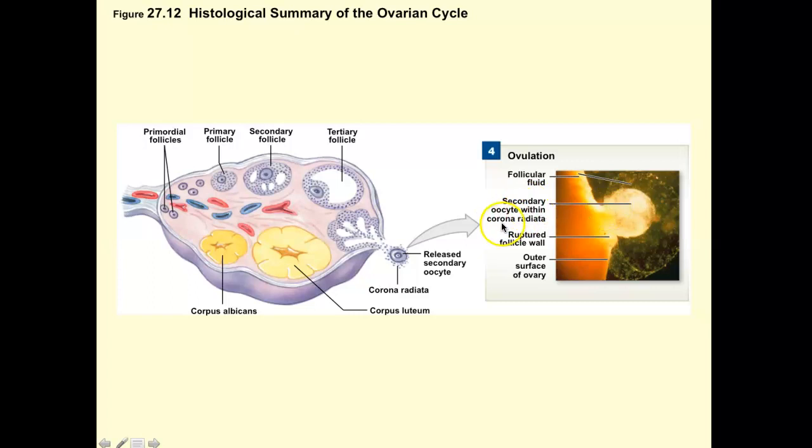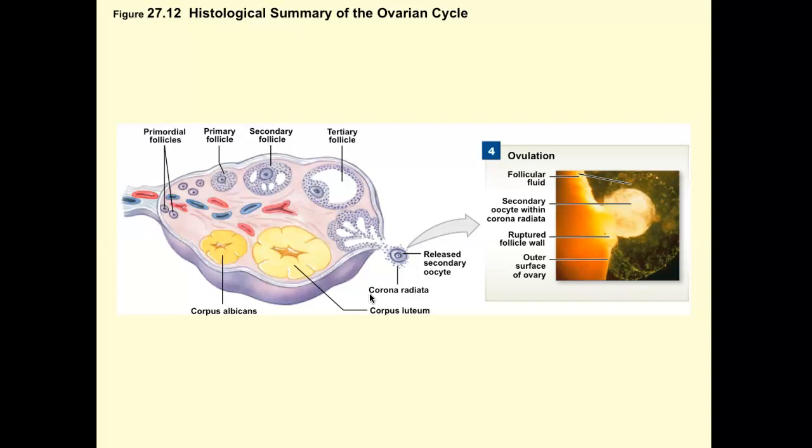It's within the corona radiata. So the larger ball here is going to be called the corona radiata. We'll talk about that. Okay, so oogenesis is the process of creating the egg, or the ovum. And let's take a look at that process.